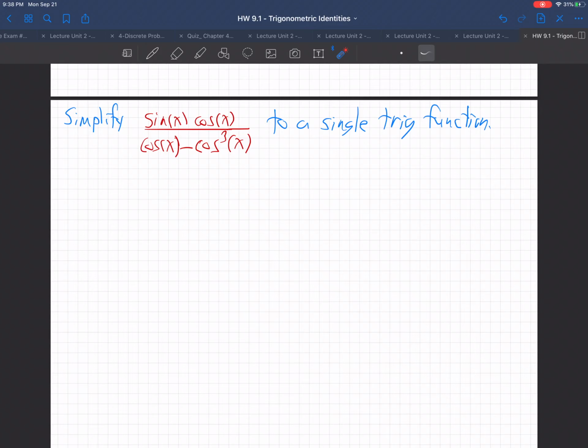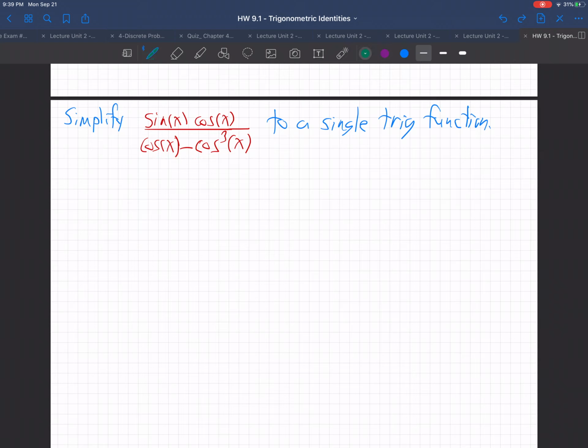Welcome to an example in which we're simplifying this expression to a single trig function. So how are we going to do it? These are not easy for sure. One thing that you want to recognize is that these two terms right here both have cosine in common. So you can factor out a cosine.